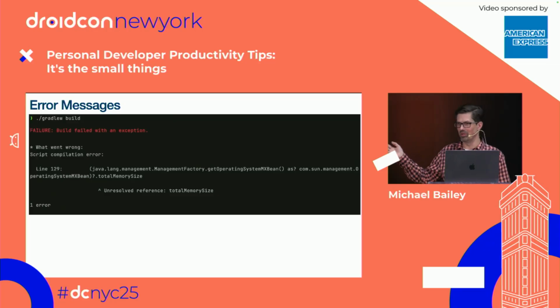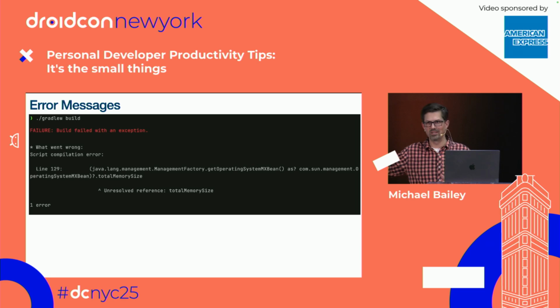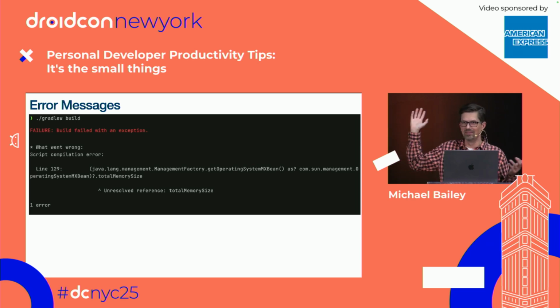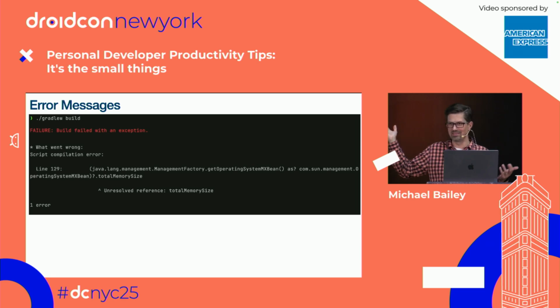So a couple examples of this. Here's a message that came out of a Gradle build. Anybody know what would cause this sort of message? It's very cryptic. Most people would have no idea what this means, and then you go ask on Slack or search on the internet or ask your AI, like, what happened here, right?